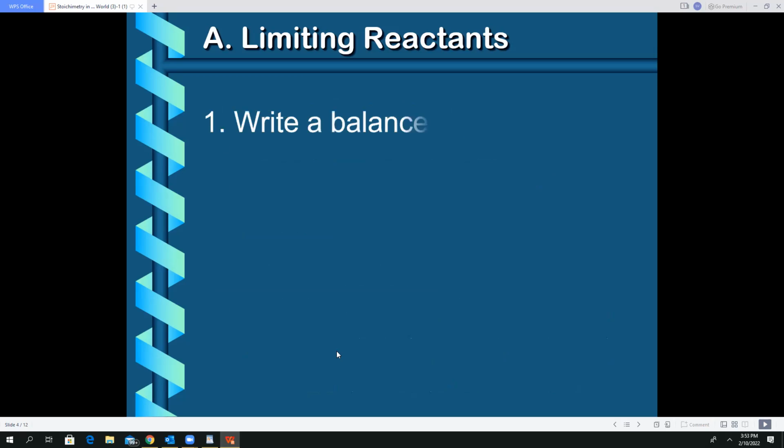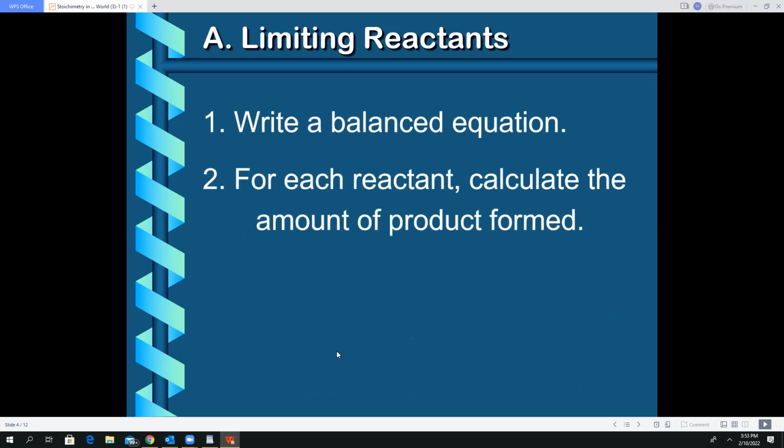All right. Now, these are your steps for doing the limiting reactant. You write a balanced equation. For each reactant, you calculate the amount of product formed. Now, in my case, instead of me calculating grams all the way, it doesn't matter what they ask me. I always do the moles because the moles is what determines really the amount, okay? So you don't have to keep going unless they ask you for both of them. If they ask you for both of them, you might as well just finish the problem.